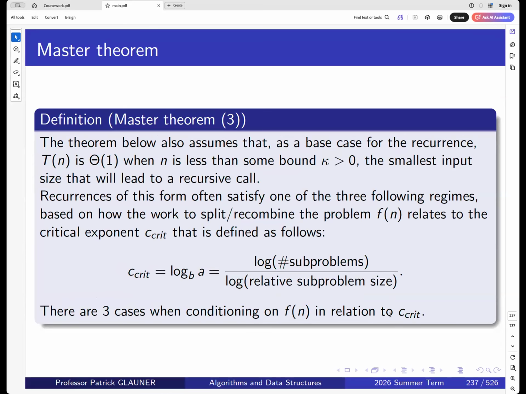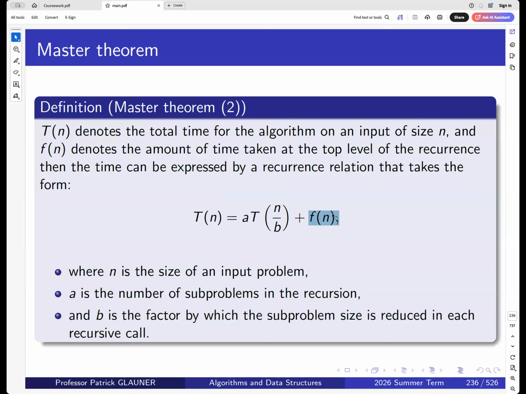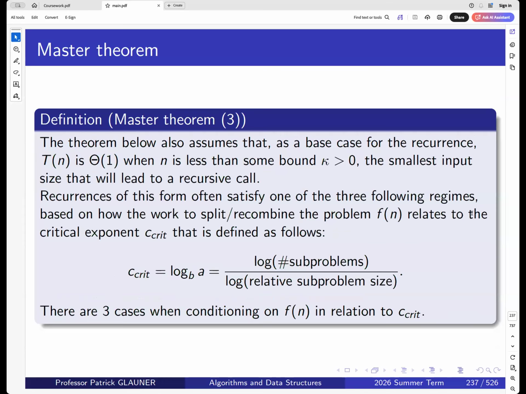When we want to see how that critical exponent relates to this work, f of n, there are three cases. Based on these three cases, we need to do something different. But overall, this is still much easier than trying to solve the recurrence relation manually.